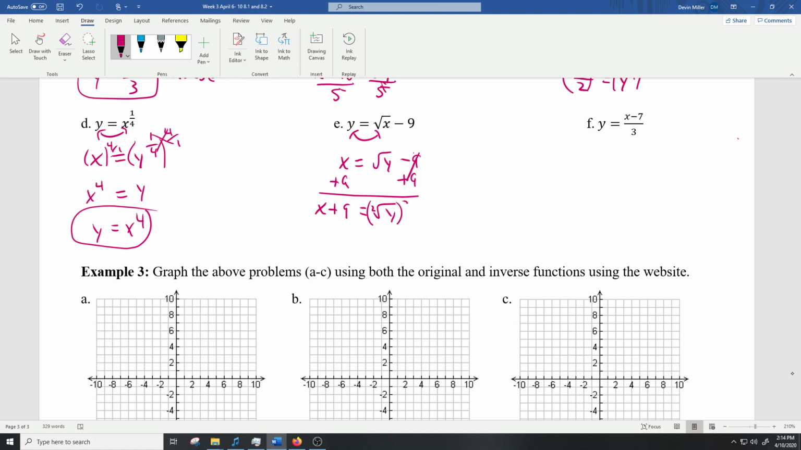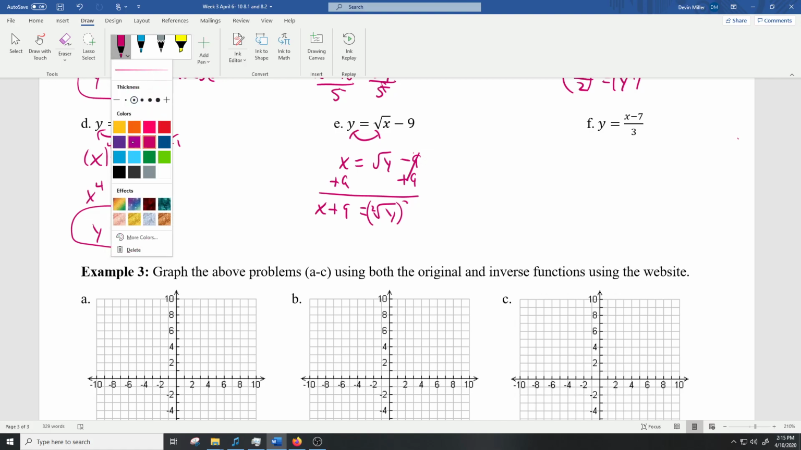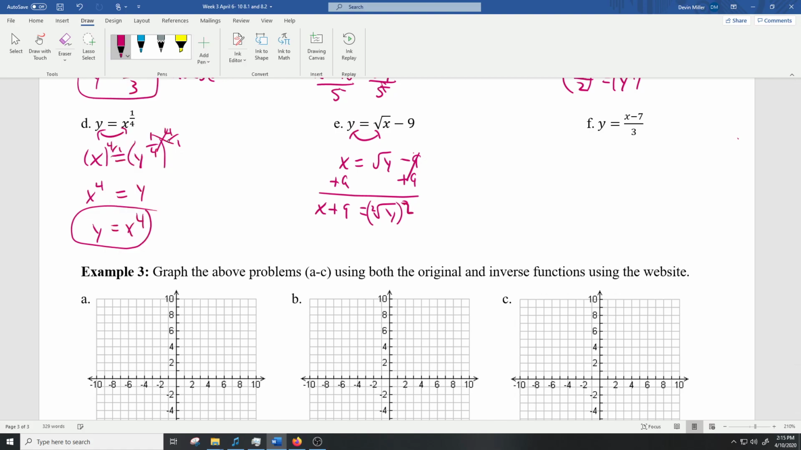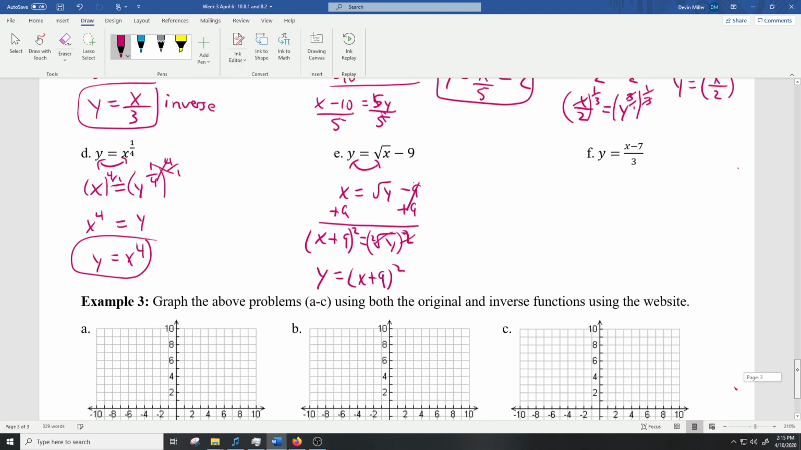Uh-oh. My pen stopped working. There we go. Square both sides. So as a final answer, this here will cancel each other out, the square root and the squared. So you just get y by itself, which is what we wanted. And then x plus 9 squared would be our inverse. That's it.